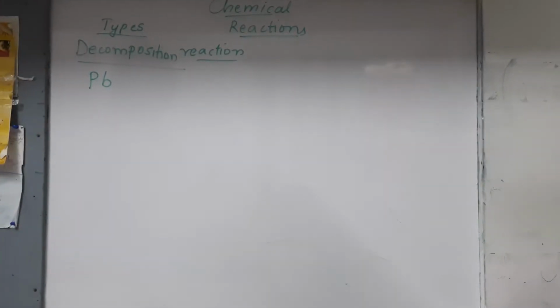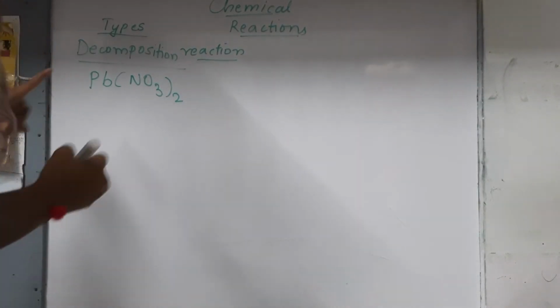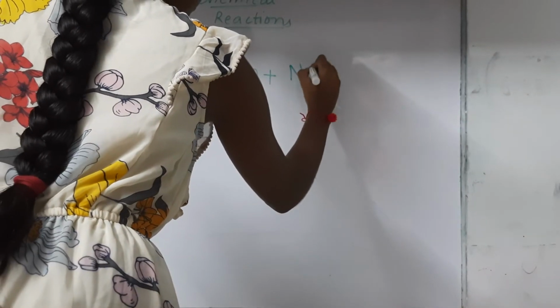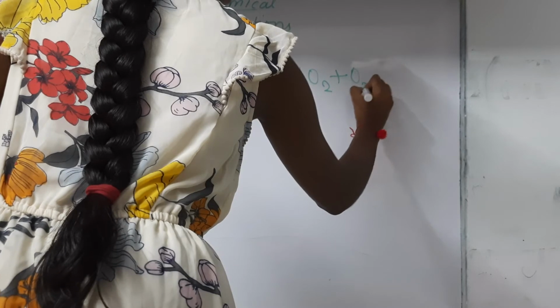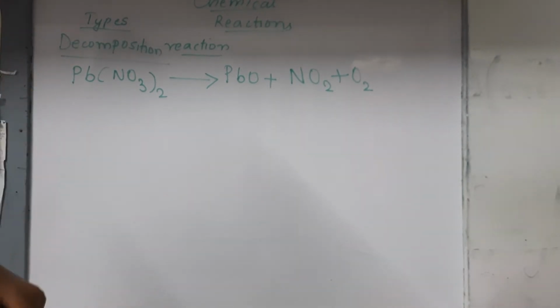Pb. What do you mean by Pb? It is lead. Pb(NO3)2 gives you, you have to always guess it because here 3 products are formed. PbO is one product, NO2 is another product, and oxygen is liberated. So you will also have 3 observations over here. Let us first balance the equation.